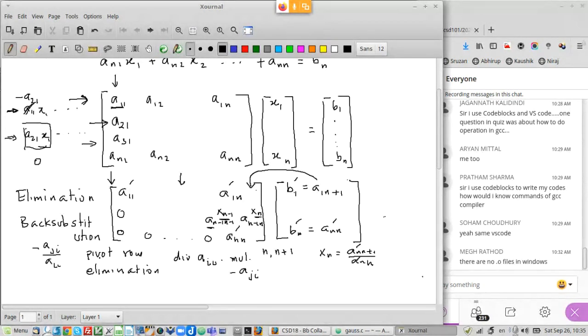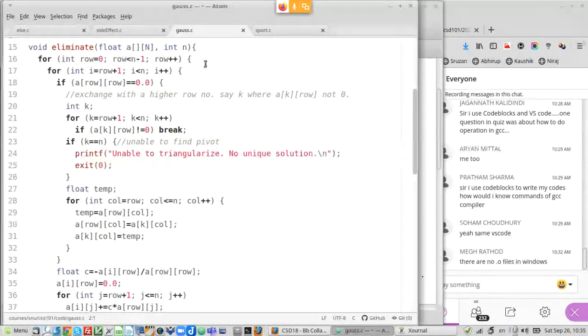Once you do that, the element in the pivot row becomes minus aji, and the elimination row has the element aji. So when you add this and this, it becomes 0. And that's what the code is doing. If you see the first one here, this is the pivot row, and this one is the elimination row.